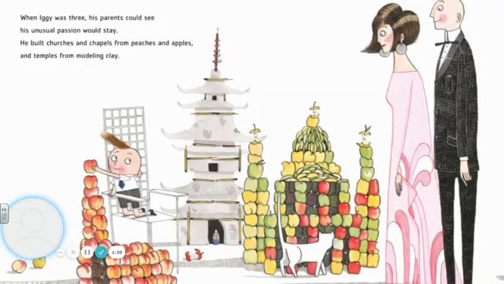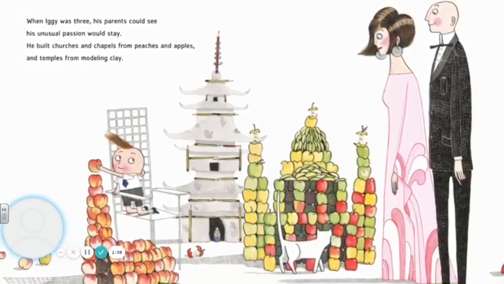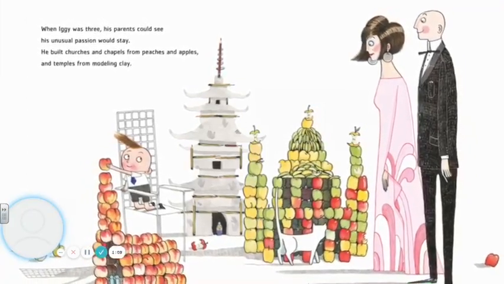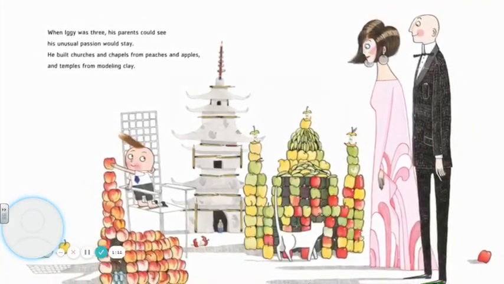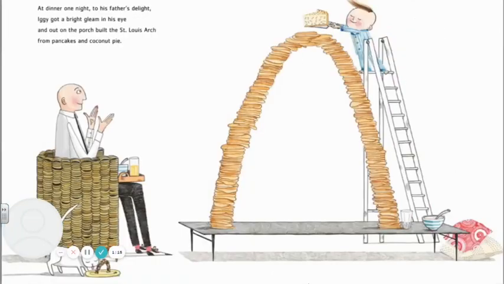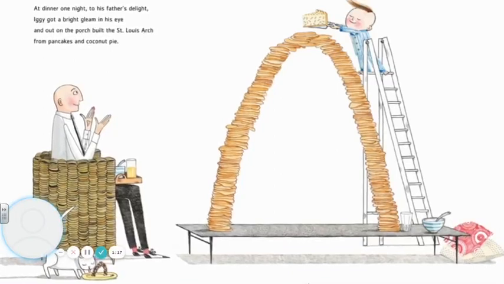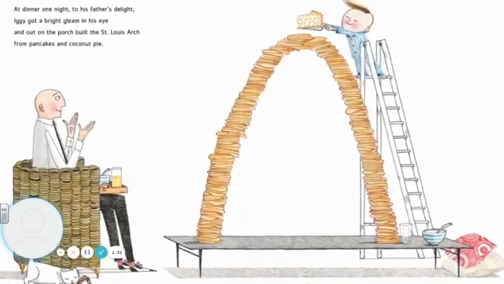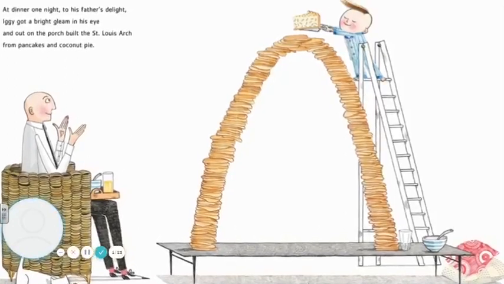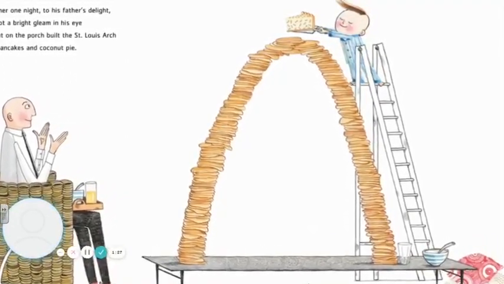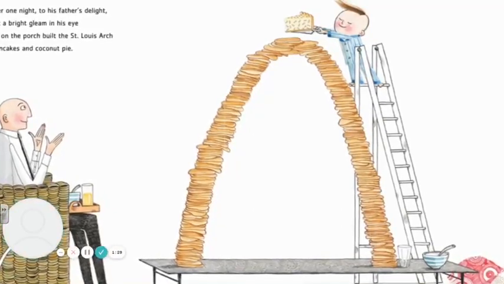When Iggy was 3, his parents could see his unusual passion would stay. He built churches and chapels from peaches and apples, and temples from modeling clay. At dinner one night, to his father's delight, Iggy got a bright gleam in his eye, and out on the porch built the St. Louis Arch from pancakes and coconut pie.